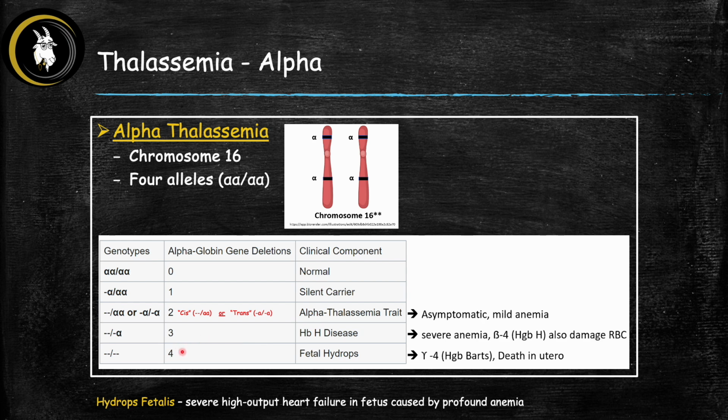And then the final one is if all 4 copies or all 4 alleles are deleted, then this is basically going to cause fetal hydrops, which is a severe high output heart failure in the fetus caused by this profound anemia, and this is going to cause death in utero. And the abnormal hemoglobin that's produced here is hemoglobin Bart's, and hemoglobin Bart's is formation of gamma tetramers, and that's because in the fetal period we don't have beta yet, we have gamma. So since there's no alpha around, the gammas are going to form tetramers, and basically there is no functional hemoglobin at all for the fetus, so it's unfortunately going to cause severe problems, hydrops fetalis, and death in utero.